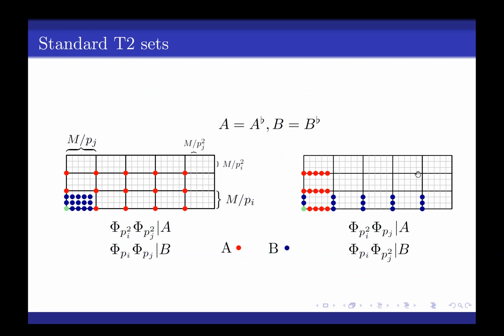We've actually looked at these sets before, and the only thing I added now to the picture is the initial information on the cyclotomic factors of both A and B in both cases. So you see, for instance, the grid represented by A on the left picture corresponds to the cyclotomic factors phi pi squared, phi pj squared, and so on and so forth.